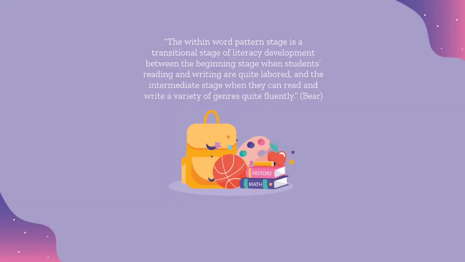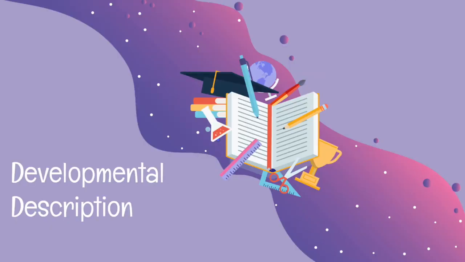Okay, so first I want to give you a little overview. Basically, this stage in the developmental process is a transition stage. It's between the beginning stage of literacy development, where students are kind of labored and limited, and the transition to where they begin to become more fluent in their reading and writing. So let's dive right in and talk about the developmental description.